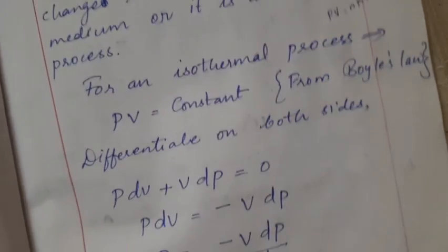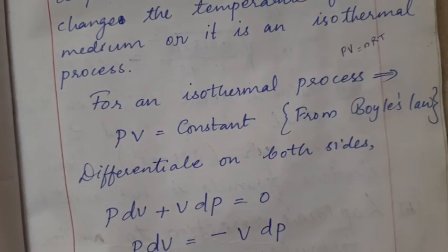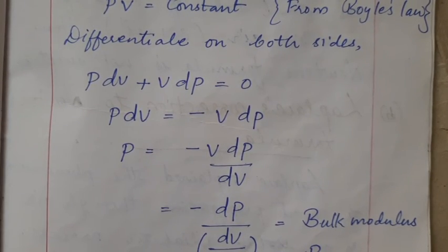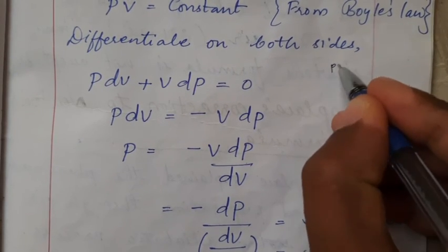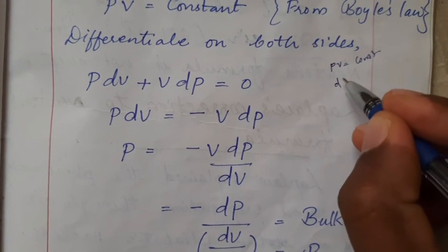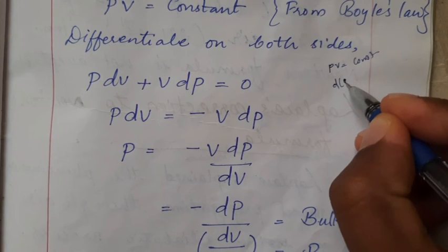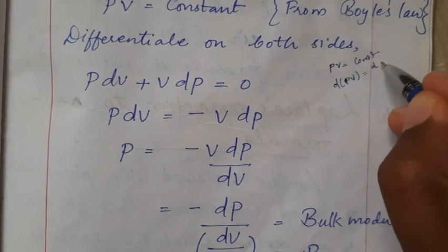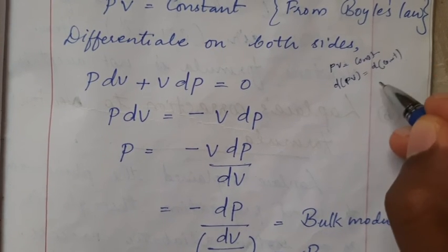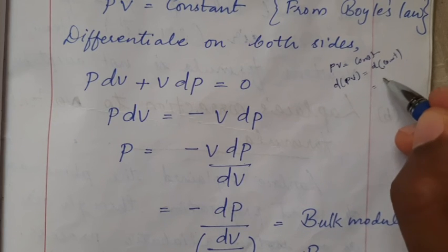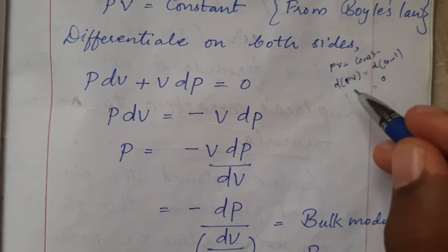Now what he did is, if PV is a constant, let's differentiate this. PV, two terms are there. So PV is a constant, that's what he said. He just differentiated it, he took the derivative of that. d of PV is d of constant. That's what he did. d actually shows the change, and d of a constant means 0. There is no change in that.